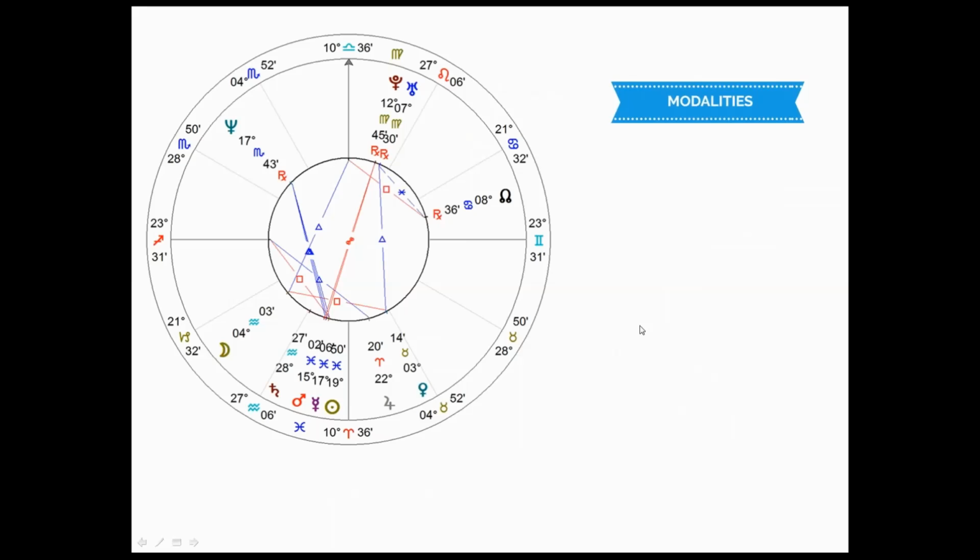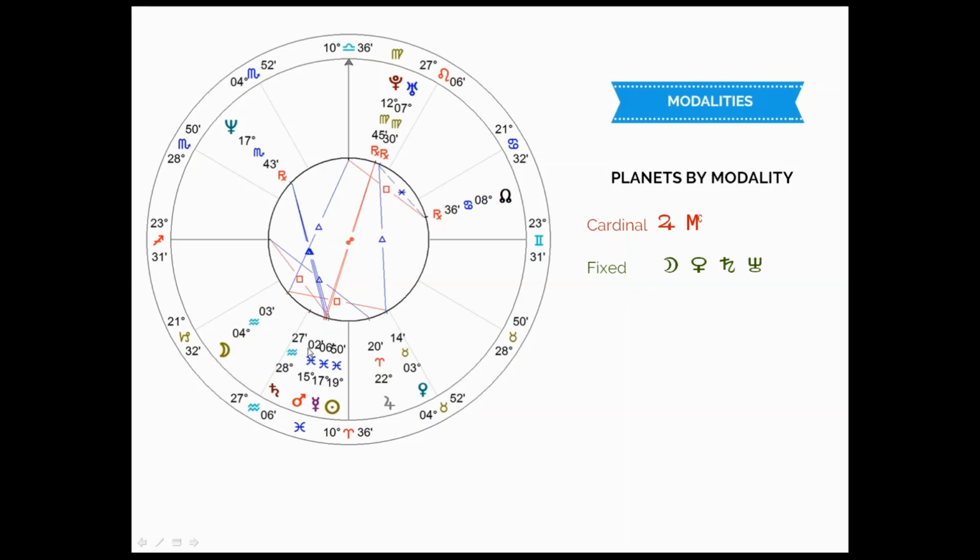So how does this chart break down with modalities? Well, not a lot of cardinal energy. We have Jupiter in Aries, the North Node in Cancer, again, not really counting that for these purposes, the Midheaven in Libra, and nothing in Capricorn.